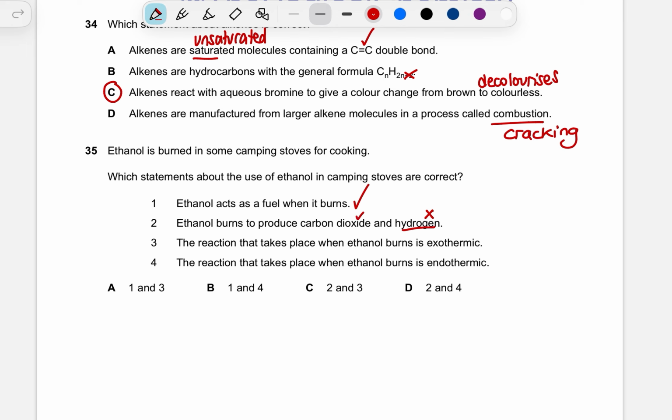The reaction that takes place when ethanol burns is exothermic. Yep, because it's giving out heat energy. It's providing energy. So your answer is 1 and 3, so A.